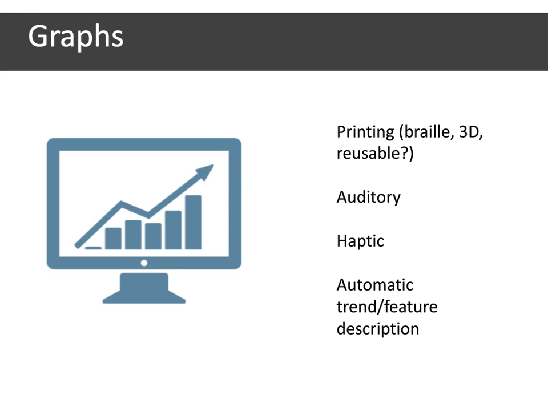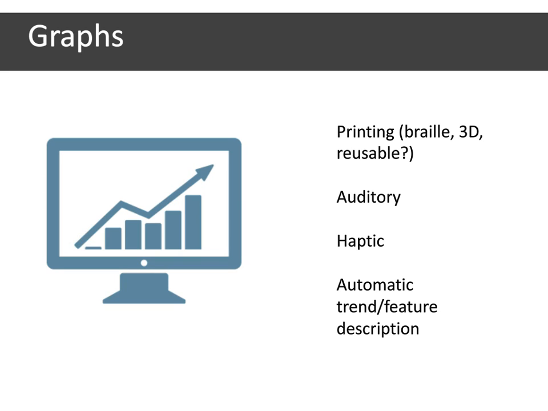Another area that's important for information transmission is graphs and charts. You can give people access to the underlying data, but that's not a perfect substitute for letting them access the graph itself, because graphs are really valuable for helping people understand trends and anomalies in the data. And so there are different ways of tackling this.